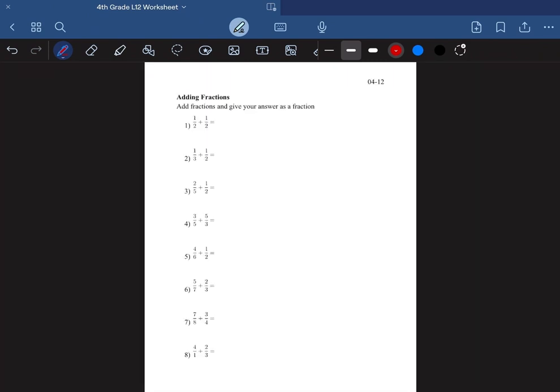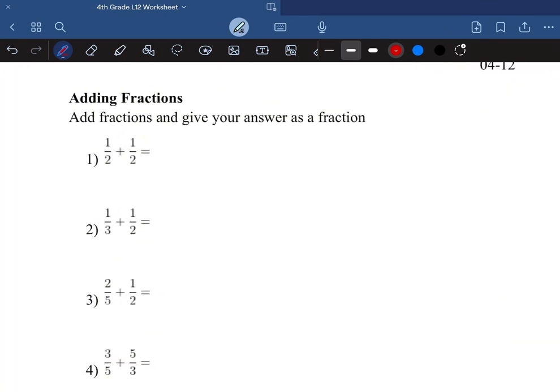Adding fractions. Add fractions and give your answer as a fraction. So, number 1, since the two numbers already have a common denominator, we're just going to add the numerators together. So, 1 plus 1 is 2, and we're just going to keep the same denominator to get 2 over 2, which is 1 when you simplify it. So the answer for number 1 is 1.